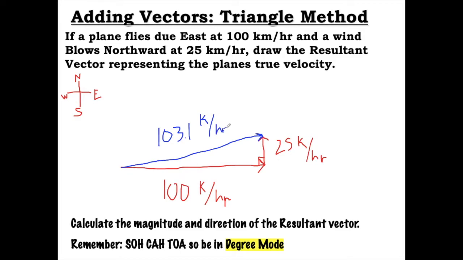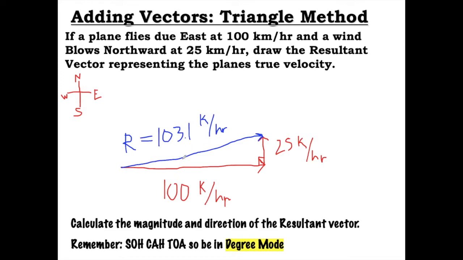not going to write more. So that's the magnitude. So we'd say, okay, that's the resultant R. That's how fast that plane's going. That's the speed of the plane. But some of you might be thinking, well, hey, a vector has a magnitude with a direction. So this plane is going to be going 103.1 kilometers per hour.